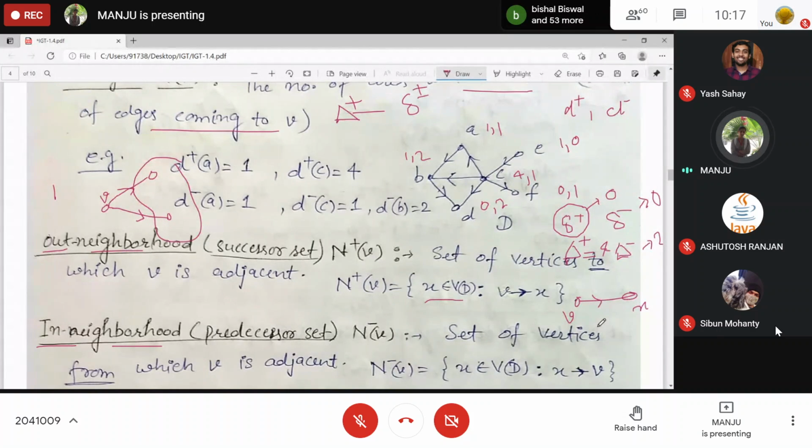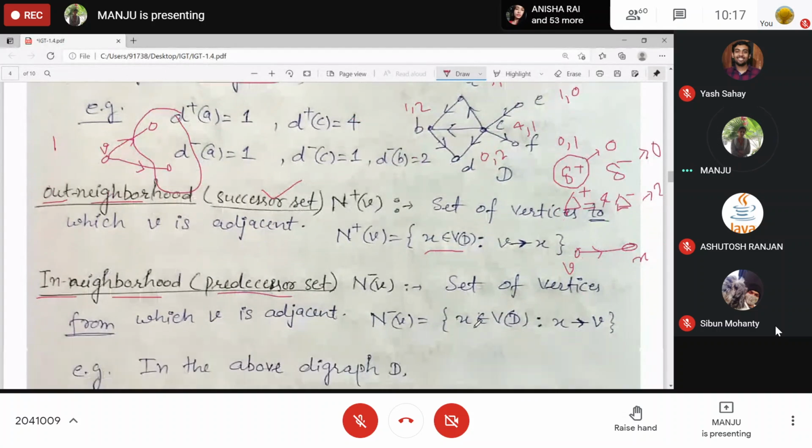And similarly, the in neighborhood. The out neighborhood is also known as the successor set, right? All those points which are coming after V, and the predecessor is coming before V. Am I audible? Yes, ma'am. Okay.